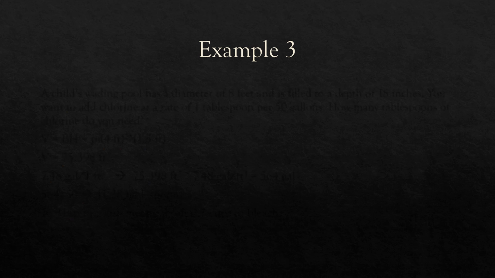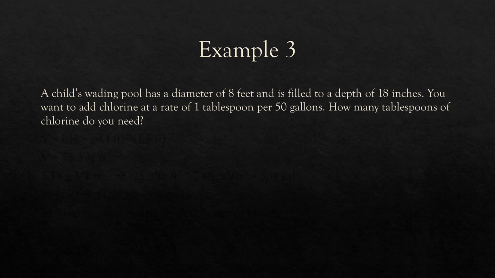Our last example is a little more practical. We have a child's wading pool with a diameter of 8 feet and it's filled to a depth of 18 inches. You want to keep this full for a few days, so you need to add chlorine at a rate of 1 tablespoon per 50 gallons. How many tablespoons of chlorine will you need to add?